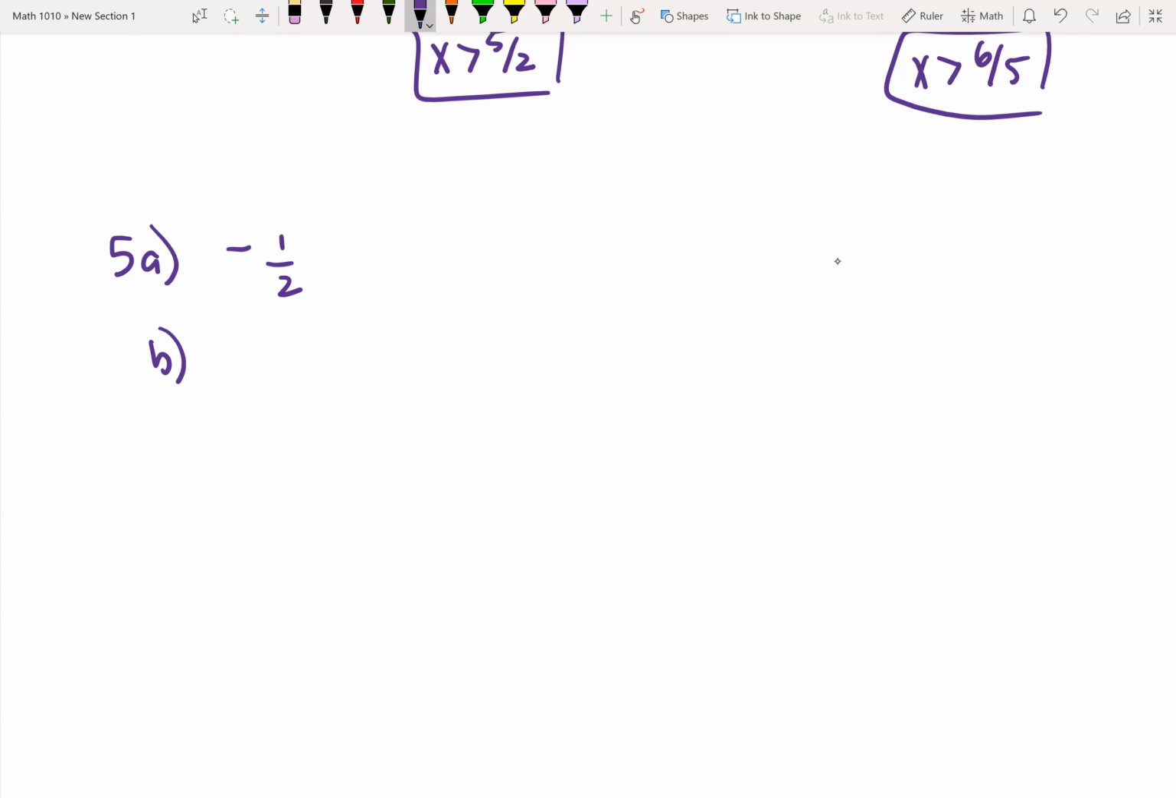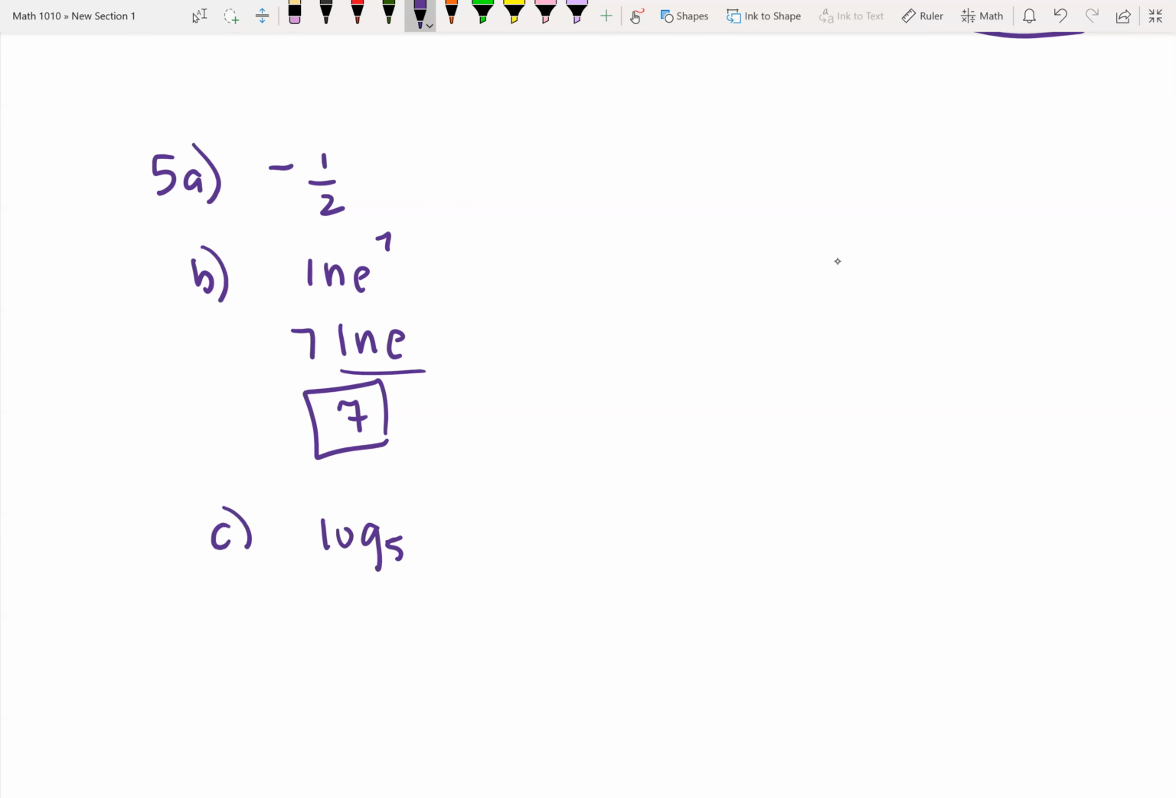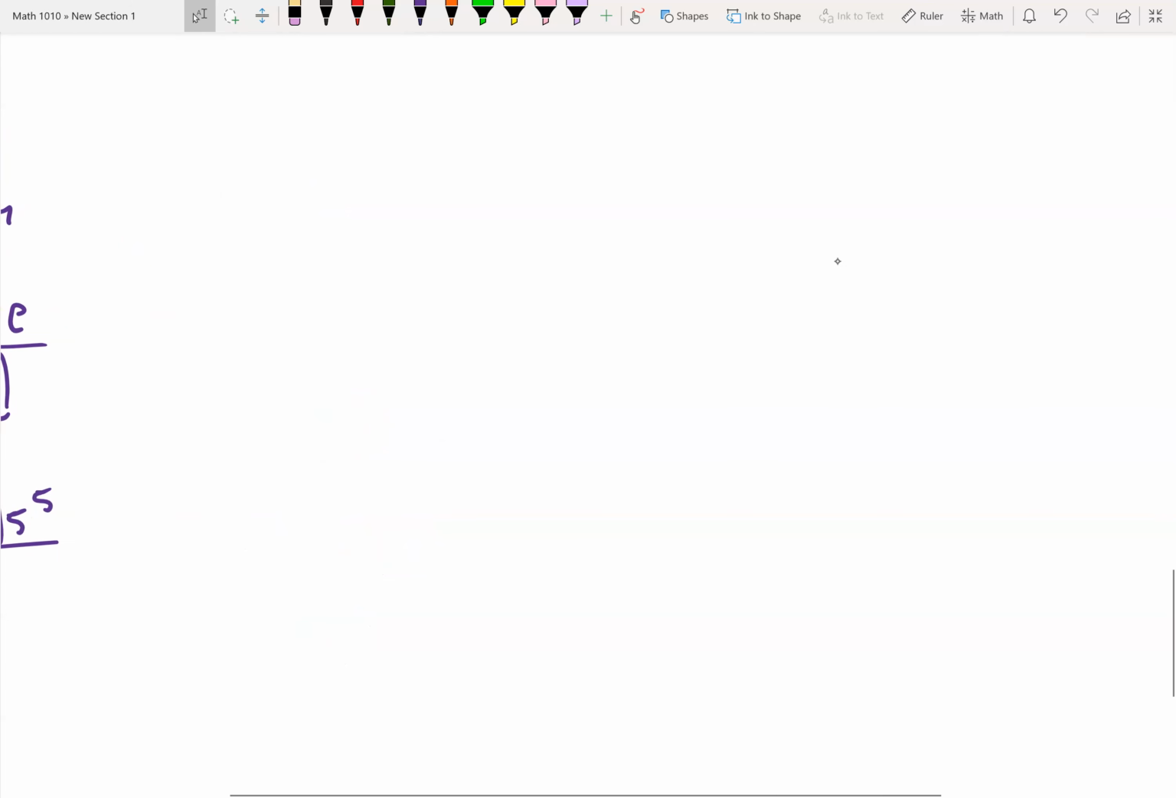Question B. Honestly, I don't think I'd put this in the calculator because it's so simple. You just pull the 7 down like that. I know that that's log base e of e, which is a 1, and 1 times 7 is a 7. Question C, I don't think I would put that in the calculator. I would just pull my 2 down. So now it's 2 times log base 5 of 5. Log base 5 of 5 is a 1. 1 times 2 is a 2. On B and C, you could actually check those by putting them in your calculator, which would be a great idea.